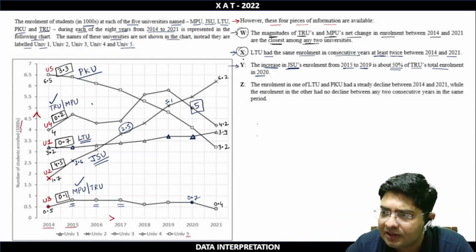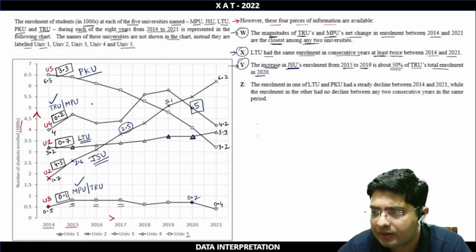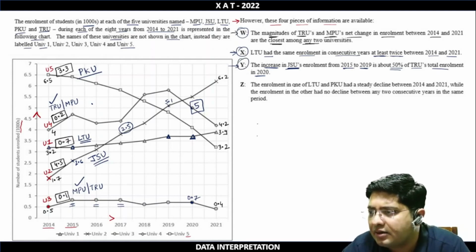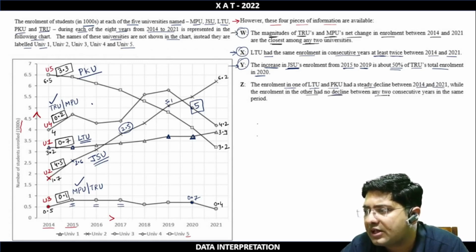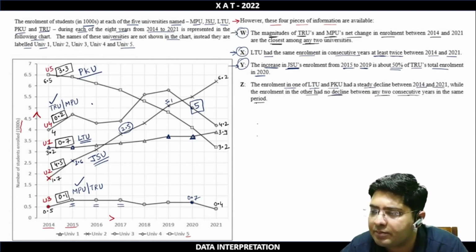Okay. Now if I look at the Z clue, it is saying that the enrollment in one of LTU and PKU had a steady decline from 14 to 21, while the enrollment in the other had no decline between any two consecutive years in the same period.